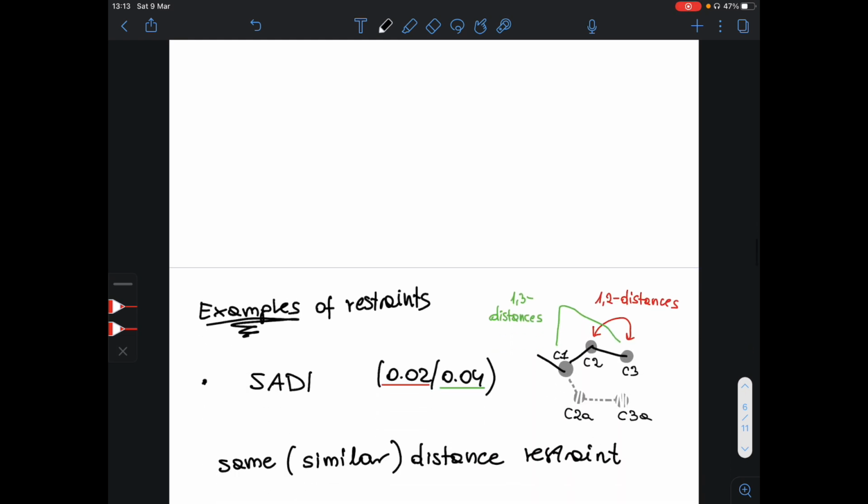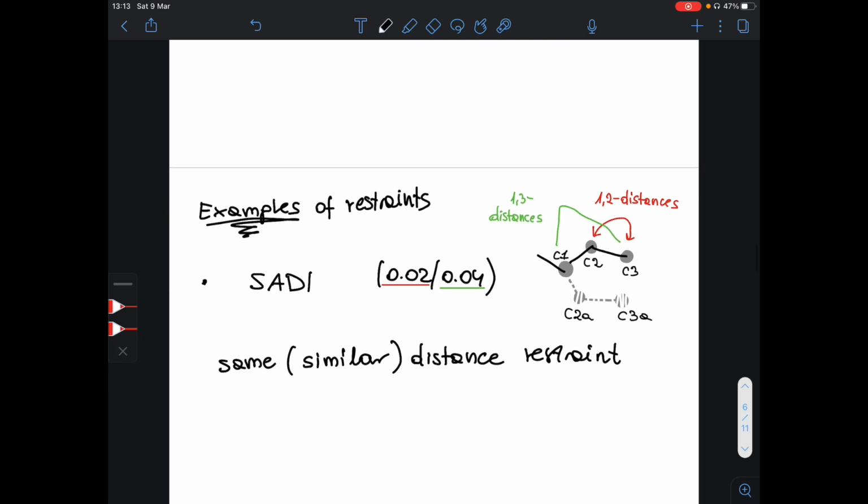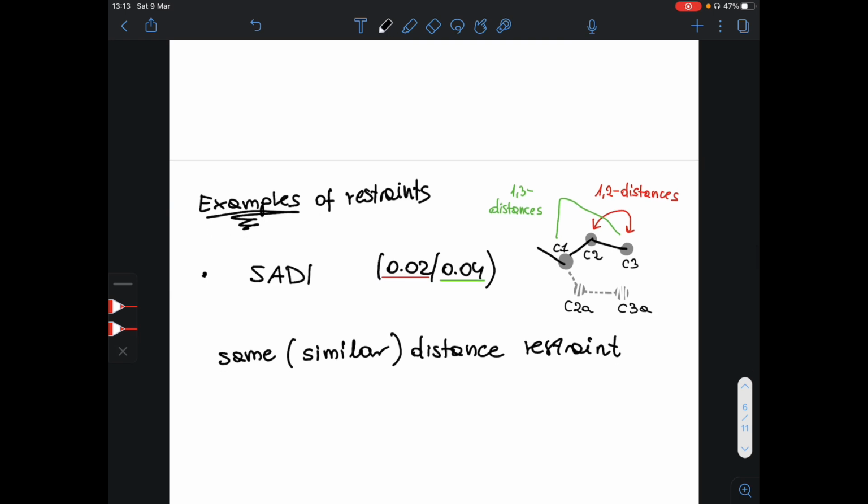Now let's talk about restraints. So the first restraints I can mention are same, or as I like to say, similar distance restraints. The first one is SADI. Again, same or similar distance. SADI, same distance, right? I like to say similar because in my mind, if it's similar, it means that it's not exact, so it's not a constraint, it's a restraint, right? But yeah, I think the correct name is same distance.